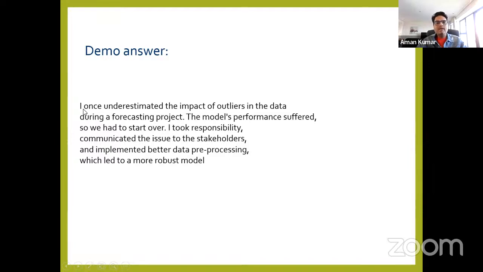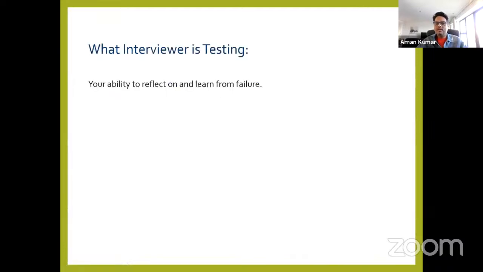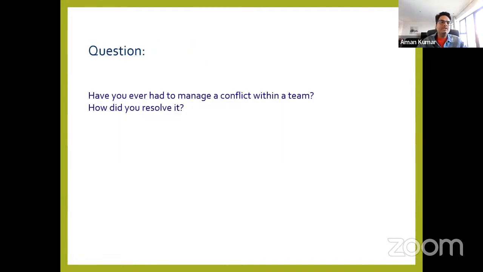So what I'm trying to do here is give an example of my failure. Then I take ownership, which is very important. And then I tell people this is what was missed, this is what was not right, and I'm taking an approach to make it right. So three things I'm covering. Anybody can fail. I'm a human being. I failed. I understood what failed. I took ownership and I corrected. So this is the intent of this question: the ability to reflect and learn from failure. Let's see the next one.